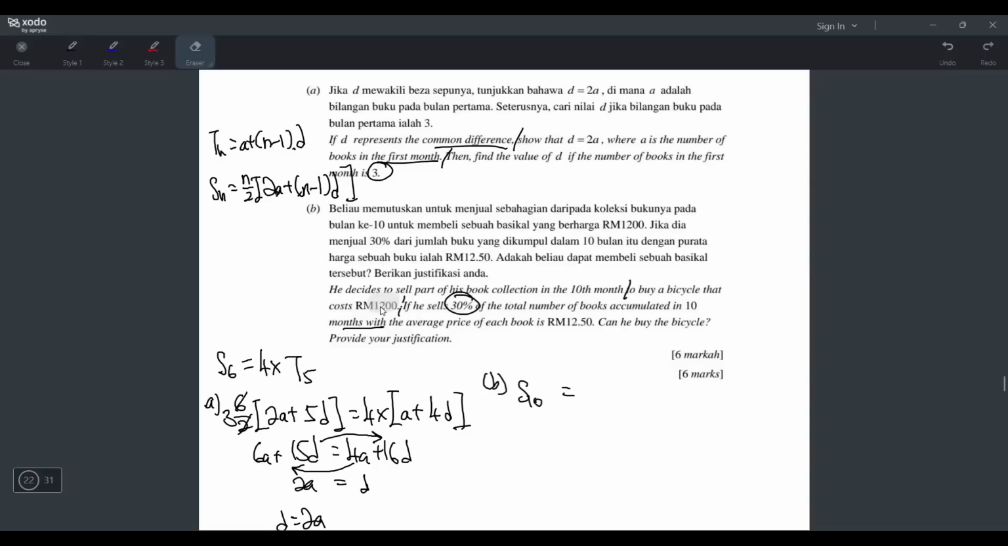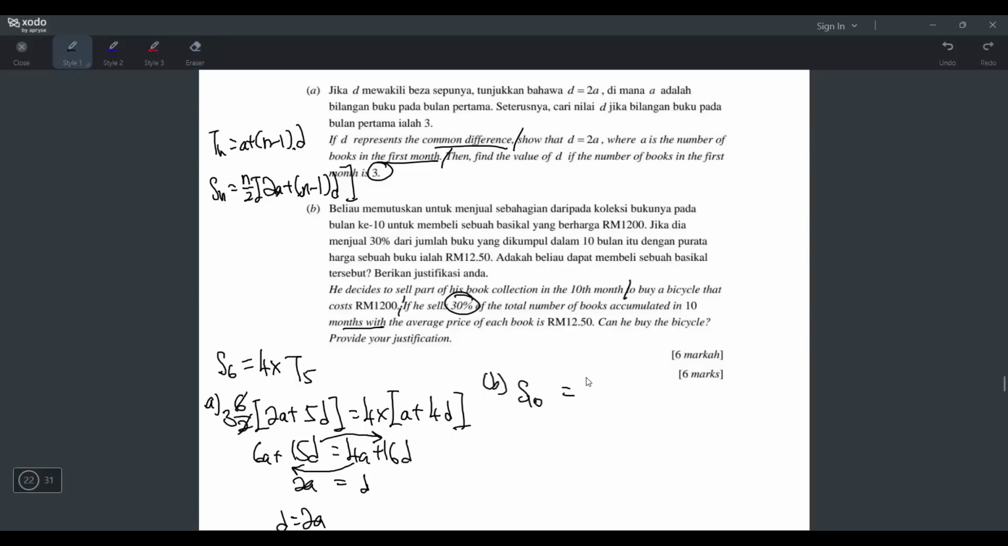If more than 1,200, it means he can buy the bicycle lah. If less than 1,200, it means it's not enough, because the money he earned from selling is less than 1,200, which is not enough to buy the bicycle. Okay, so let's start now.